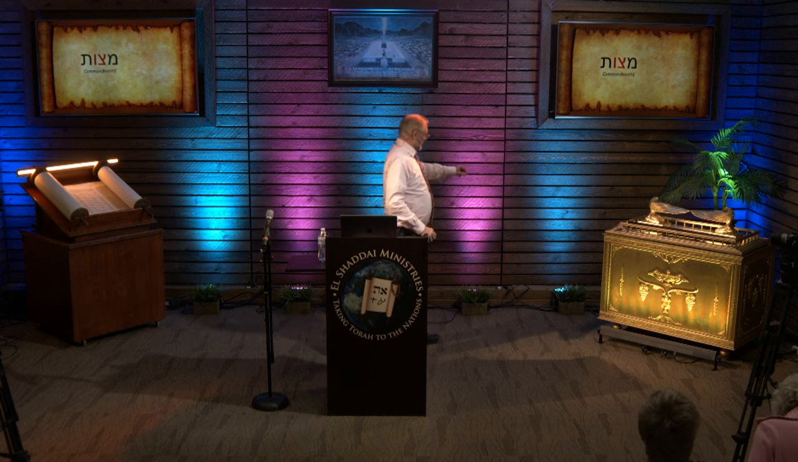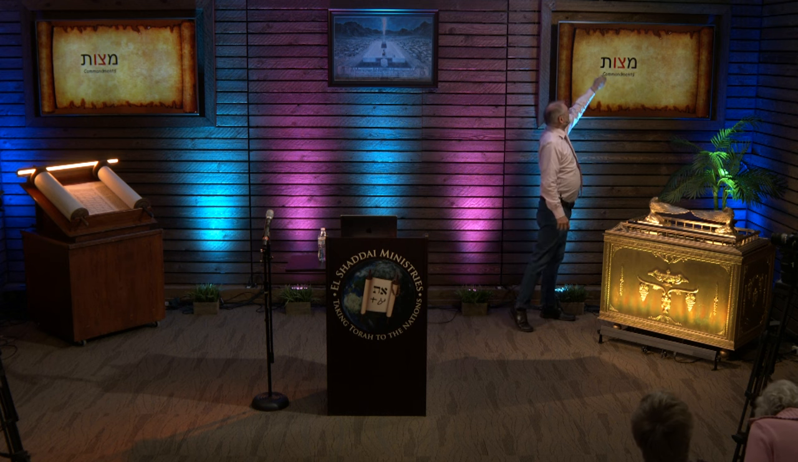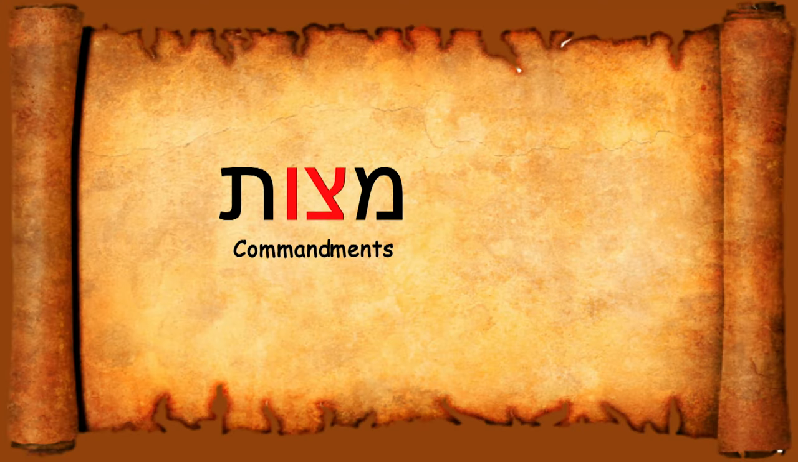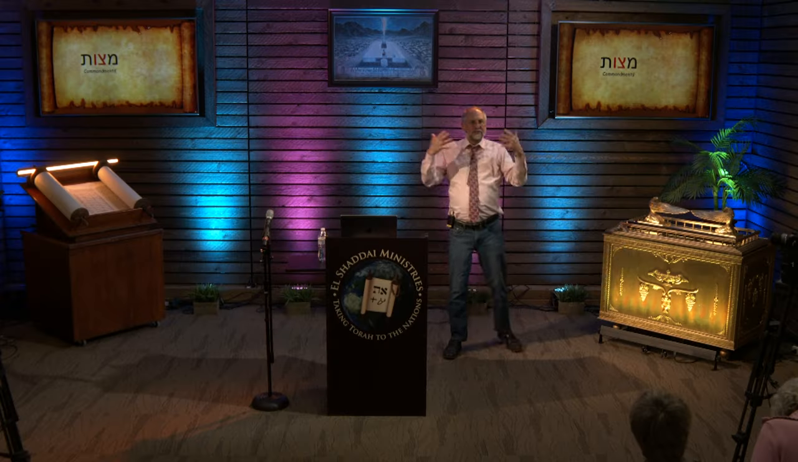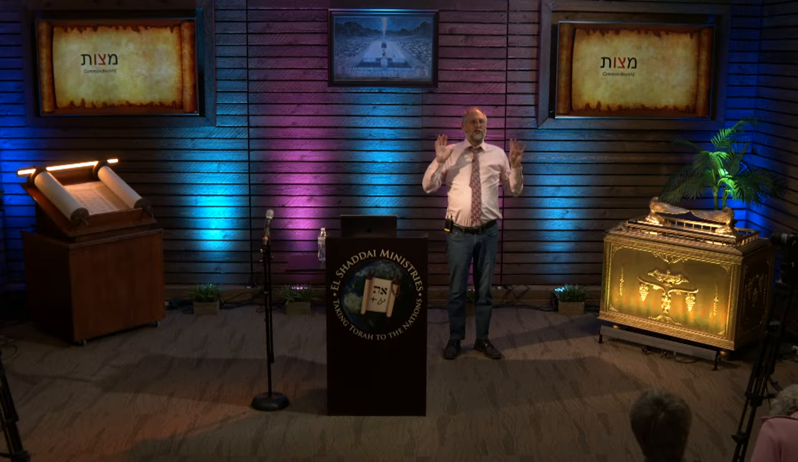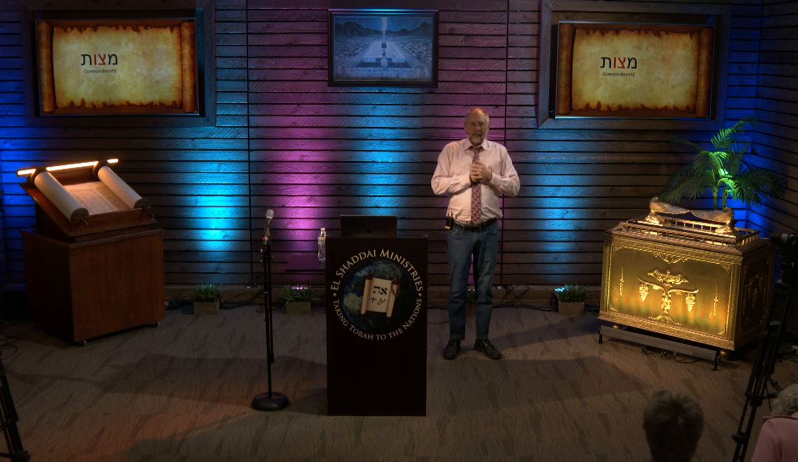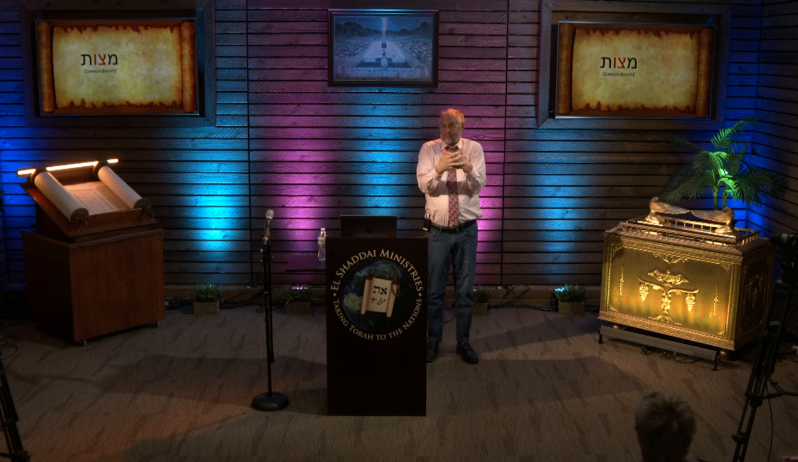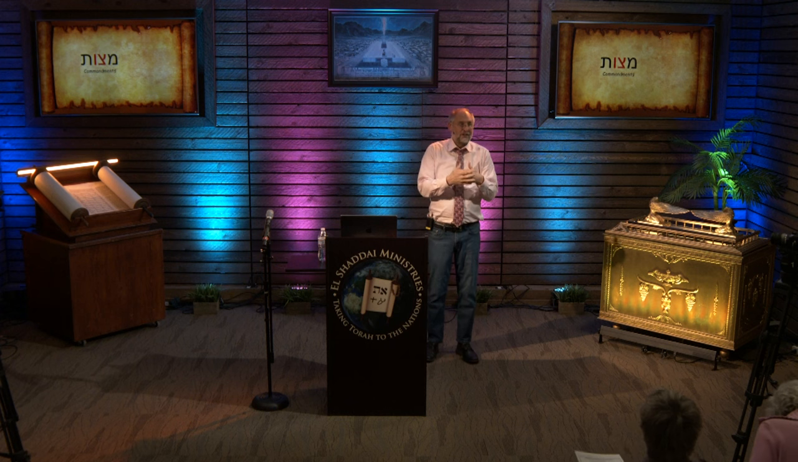So this is the mem, which is the M, and this is the tav, which is the T. So here you have mitzvot, and that means commandments. Now, the other thing is this. What does the vav mean as far as a word meaning? Every letter is also a word. Vav is a word. And what does vav mean? It's the word "and," so it's a conjunction, and it means to connect. You following me? To connect.